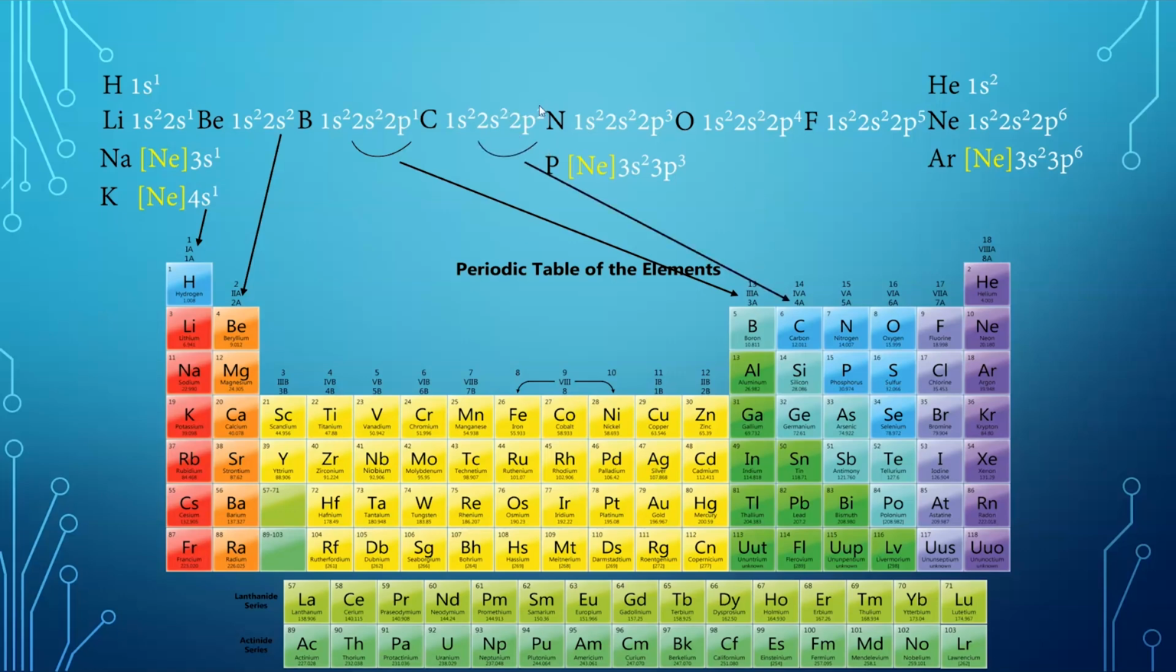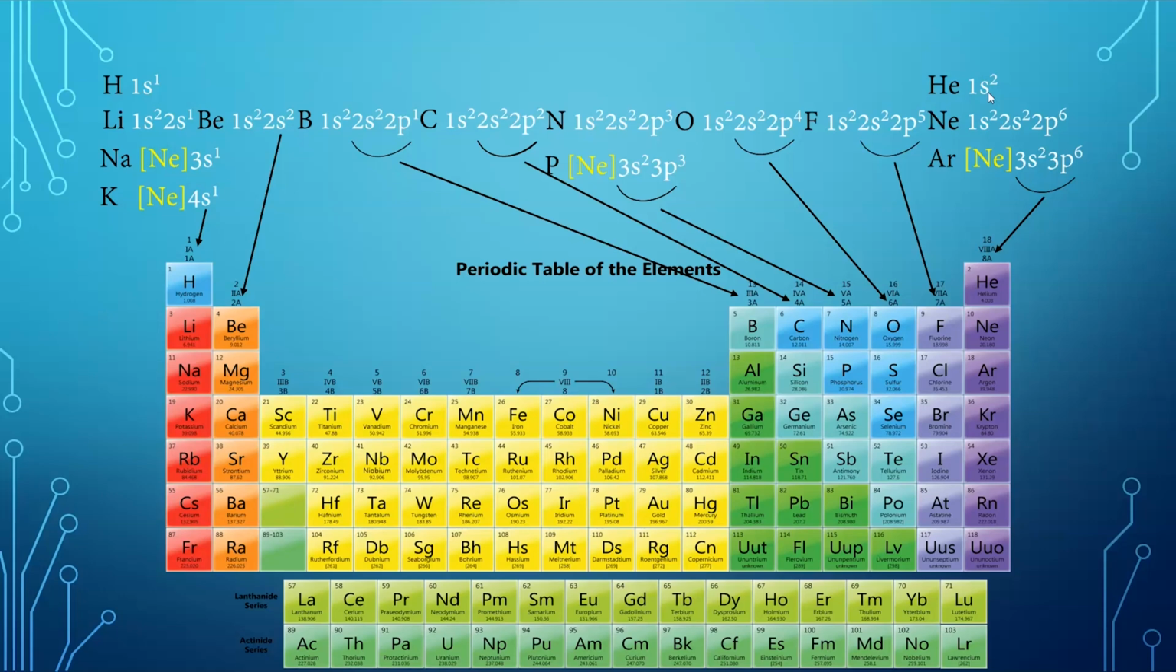Carbon has 1, 2, 3, 4 in group 4. Nitrogen has 5 in group 5. Oxygen has a total of 6 in group 6. Fluorine has 7, and it's in group 7. And argon and neon both have 8, and they are in group 8. Helium is the one oddball here. Even though helium is sitting over in group 8, it doesn't actually have 8 valence electrons.